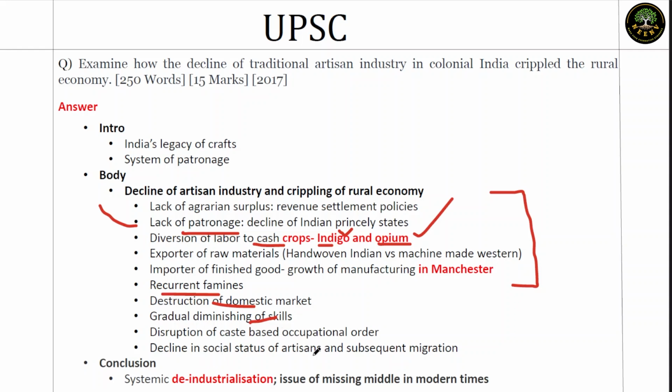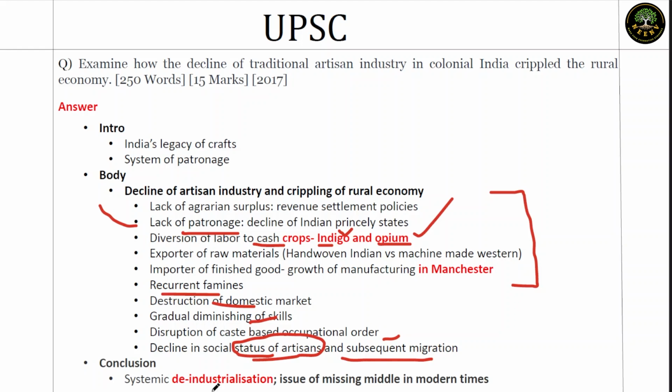Finally, decline in social status of artisans and subsequent migration. These people who enjoyed high position and high patronage, their social position is getting lowered. So naturally, they'll migrate. The people's interest in this domain will also get minimized. So that is also happening.